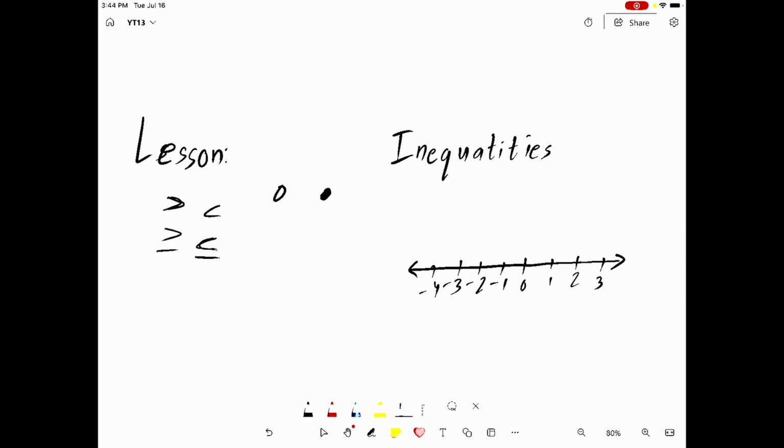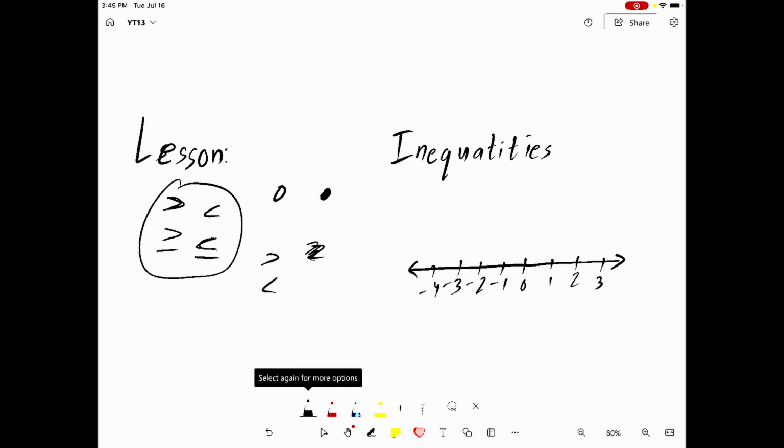Today's lesson is about solving and graphing linear inequalities. I know it looks like I threw a bunch of hieroglyphics, numbers, and symbols, but don't worry, I'll explain it all right now. These 4 on the left, which I'm circling right now, are the inequality signs. This one means greater than, this one means less than, this one means greater than or equal to, and this sign means less than or equal to. These are our 4 signs.